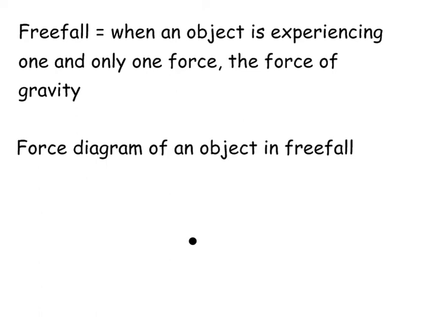A force diagram for an object that's in freefall would look like this. There's one force, and it's in the downward direction. The reason that the force of gravity is in the downward direction is it points towards the object that's pulling on it, which is the Earth.